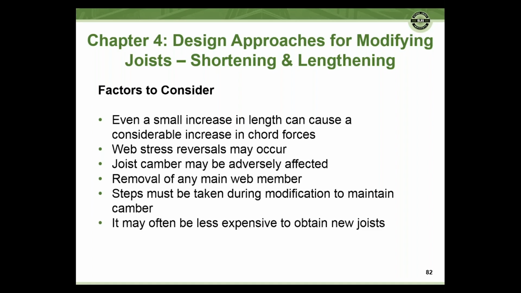Camber can be adversely affected. Once you cut that end web, all of a sudden you may start losing some of that camber that's been manufactured into the joists. If you're removing a main web member, that can also cause a little loss in camber, or you can lose some strength. Now remember, if you're shortening or lengthening, you're probably going to be doing it on the ground, so you may not lose as much, but you can lose a little bit of that camber. You may want to take steps to maintain that camber. You may have to tie the joist down, try to find a way to keep the camber in it.